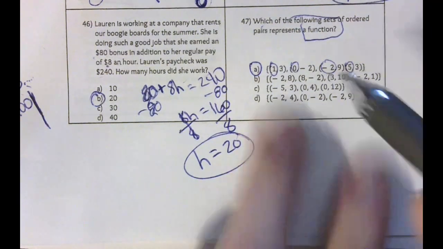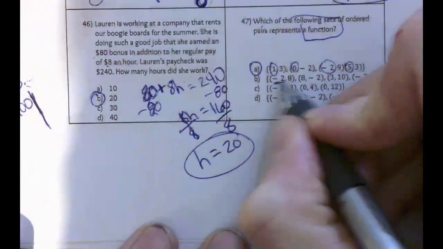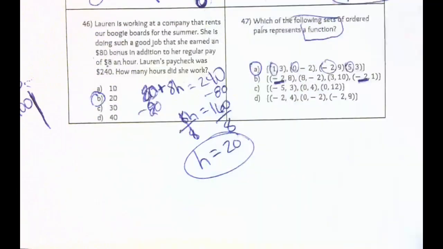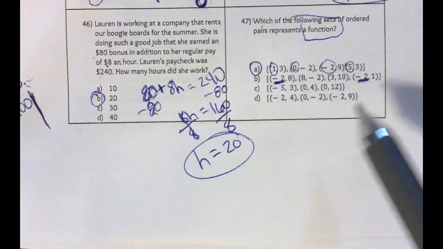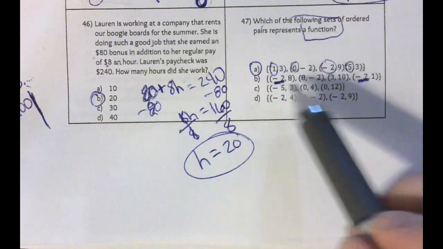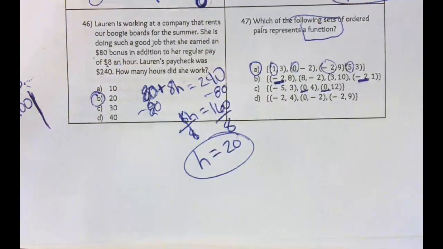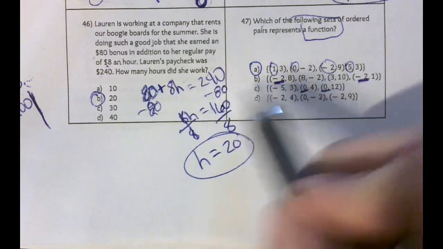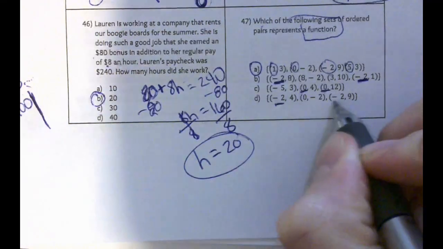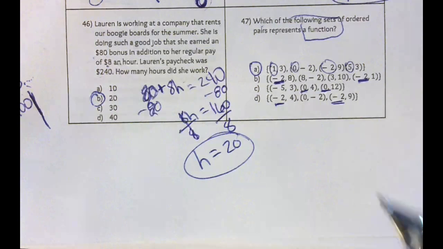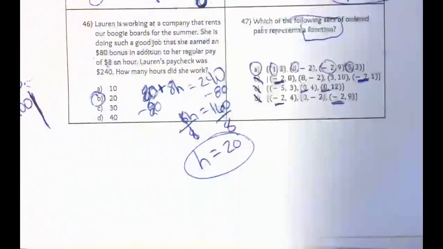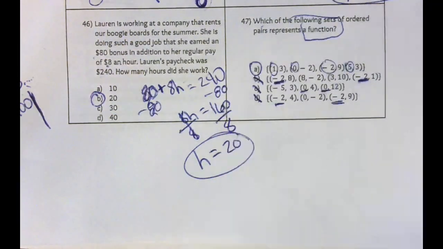If you look at B, just for fun, you'll see that this has a -2 and a -2. Those are both x values, so that would be bad. If you look at C, you've got a 0 here and a 0 here, and that would be bad. And then down here at the bottom, you've got a -2 and a -2, so that would be bad. So all of those have repeated x values, but this one does not. And that's the end of that page.